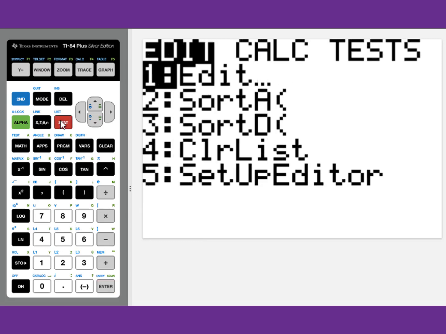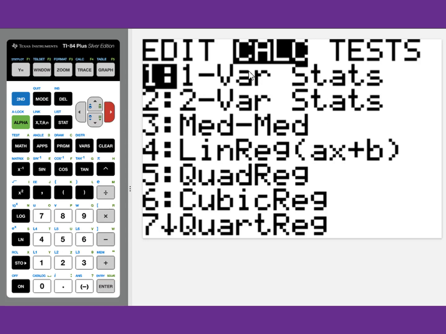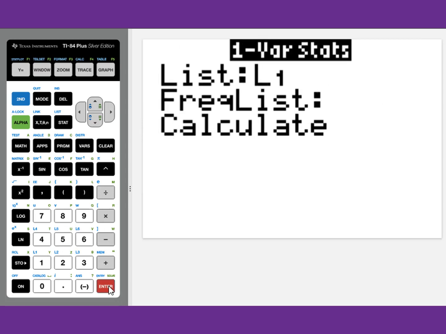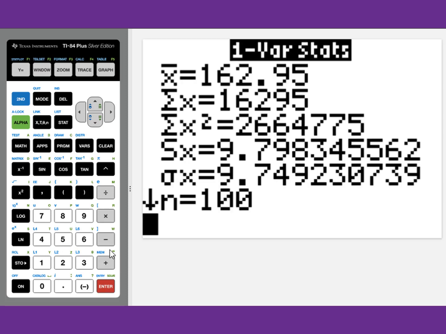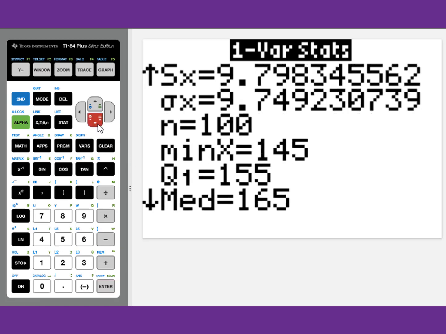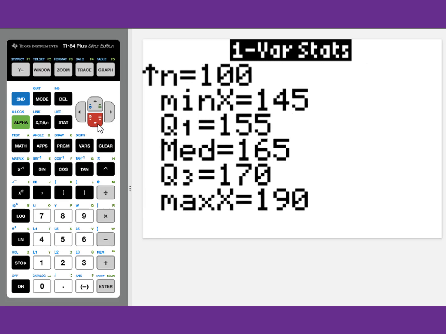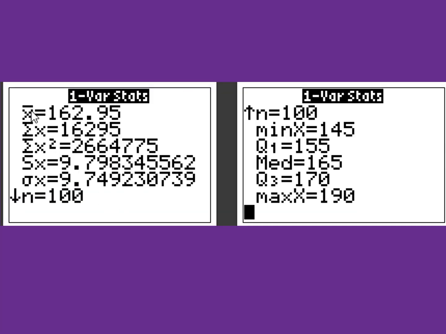Now we go to stat, calculate. Remember this is one variable statistics, so press enter. Enter. For the frequency list, that's second 2, which will be L2. Then calculate. This will be the answer. If we're looking for the median, it shows below. So for the question above, the mean will be 162.95, and the standard deviation will be 9.75.